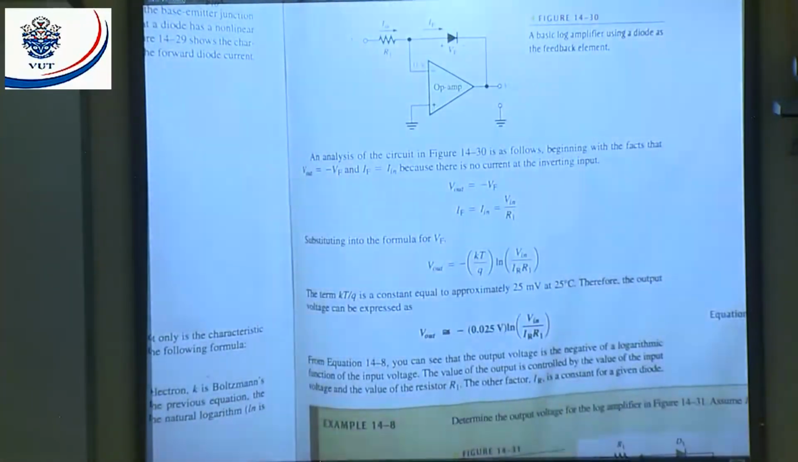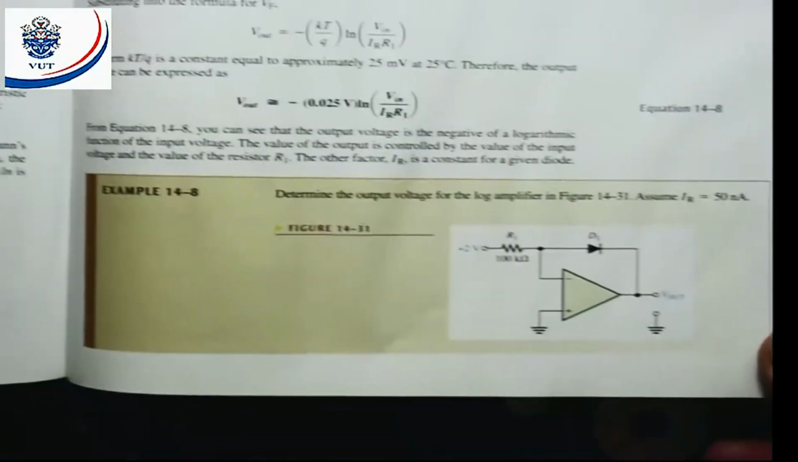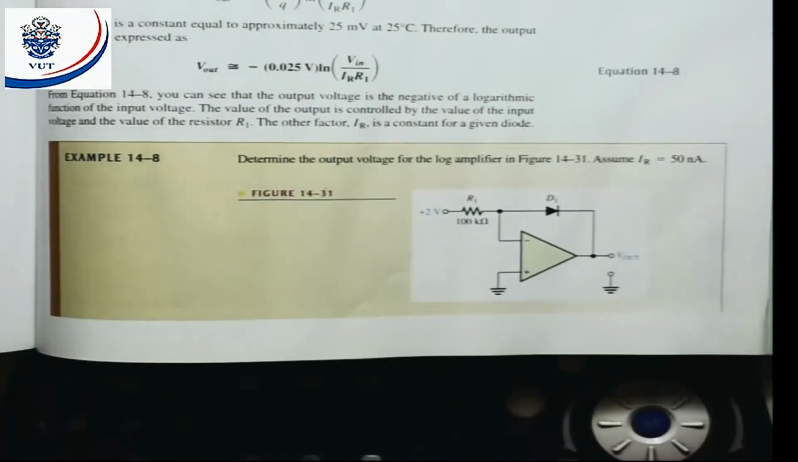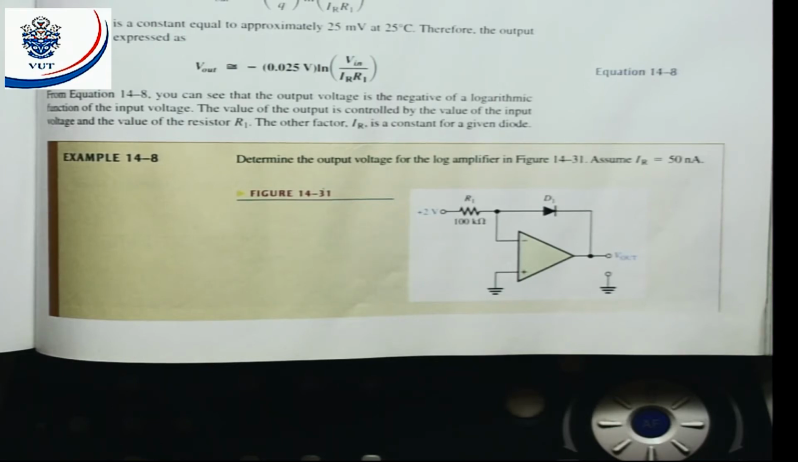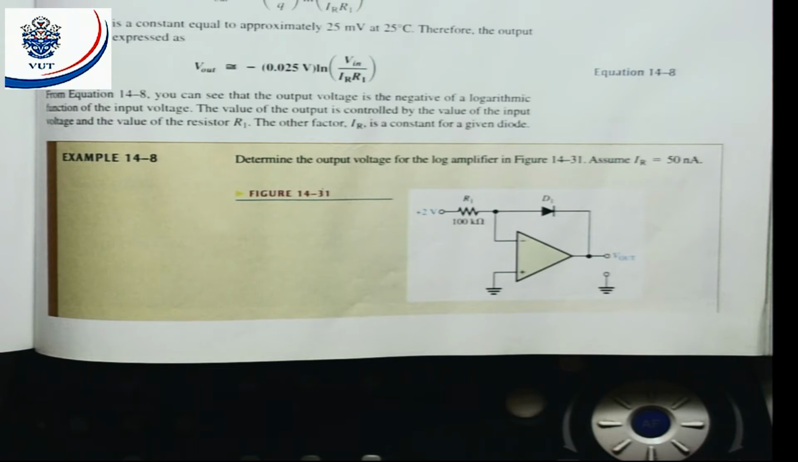Now let's quickly have a look at the example. When you look at this example, example 14.8, I say determine the output voltage for a log amplifier in figure 14.31. Assume IR is equal to 50 nanoamps. That IR is my reverse or my leakage current, all right? They give us the input is 2 volts positive. That means the output will go negative. That means the circuit can work as a log amplifier. Let's calculate the output.